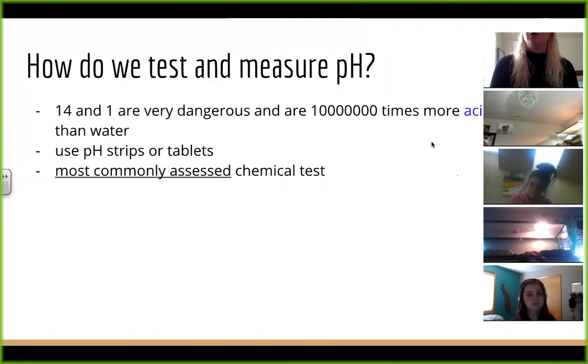So this is the most commonly assessed chemical test, pH, right? Because pH is more than just water quality. We want to know the pH of pretty much everything so that we can determine if it's safe and figure out sort of what uses it might have, etc.